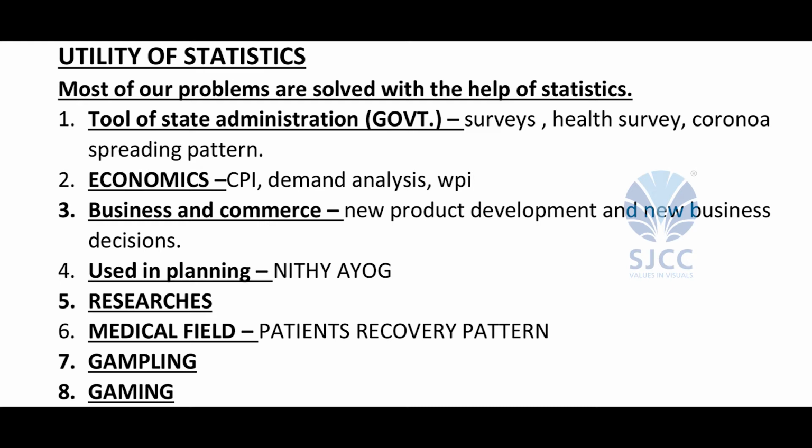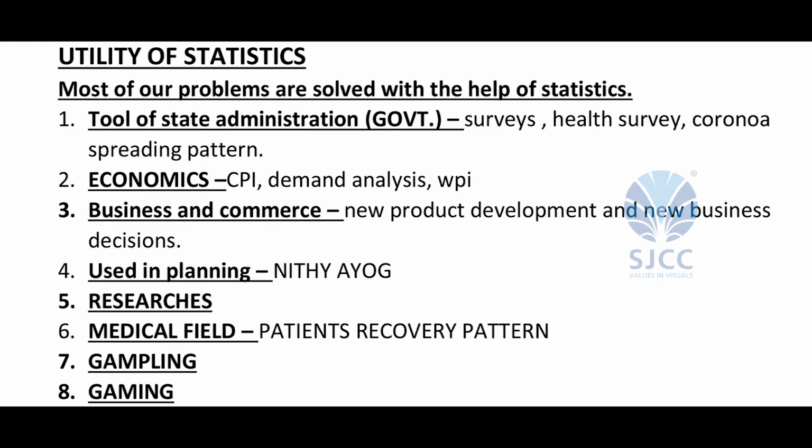And now economics. Economics also uses statistics in order to find out CPI. What do you mean by CPI? CPI is nothing but Consumer Price Index. Economics also uses statistics to arrive at WPI. What do you mean by WPI? Wholesale Price Index. And demand analysis. Demand forecasting is done by economists using statistics only. So without statistics, economics also can't perform well.